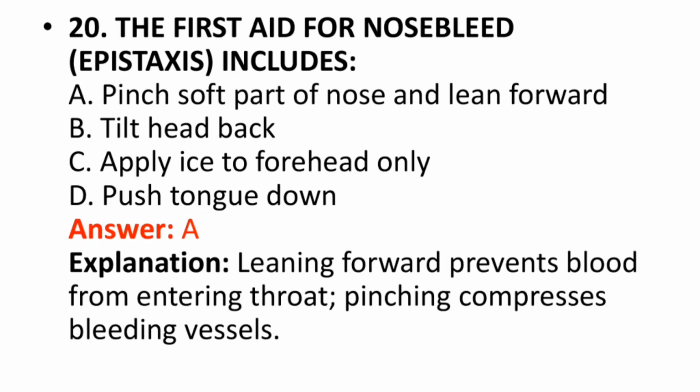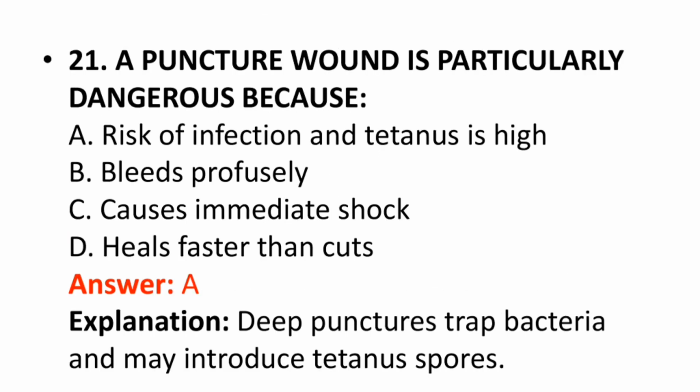The first aid for nosebleed, epistaxis, includes: option A, pinch soft part of the nose and lean forward; option B, tilt head back; option C, apply ice to forehead only; option D, push tongue down. The correct answer is option A, pinch soft part of nose and lean forward. Leaning forward prevents blood from entering the throat. Pinching compresses bleeding vessels. The first aid for nosebleed includes pinching the soft part of the nose and leaning forward.